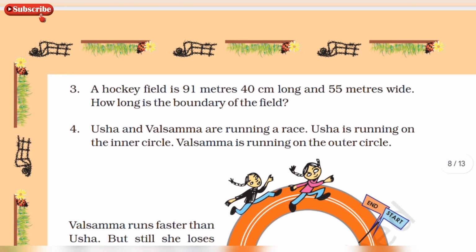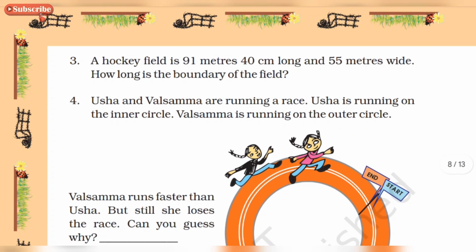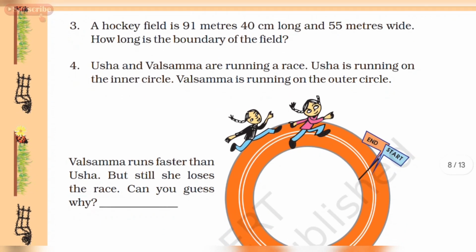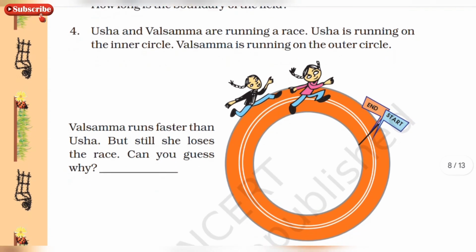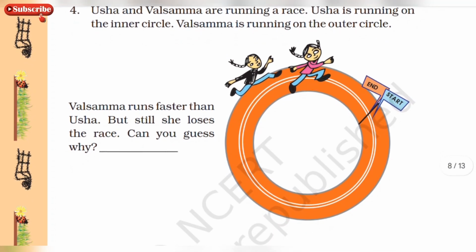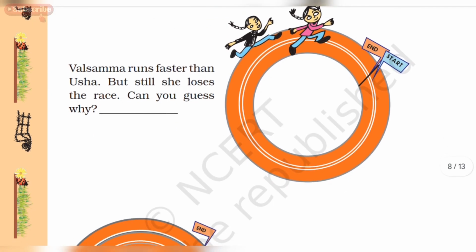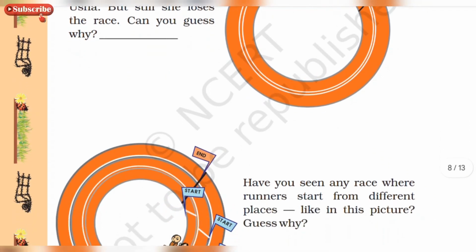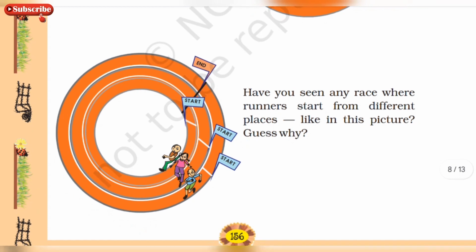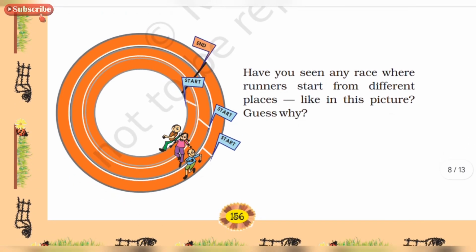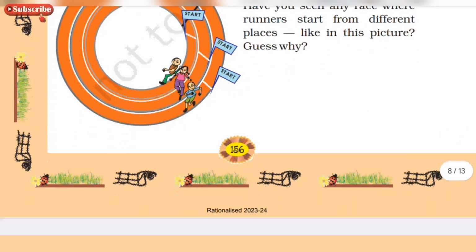Usha and Valsamma are running a race. Usha is running on the inner circle. Valsamma is running on the outer circle. Valsamma runs faster than Usha, but still she loses the race. Can you guess why? Have you seen any race where runners start from different places like in this picture? Guess why.